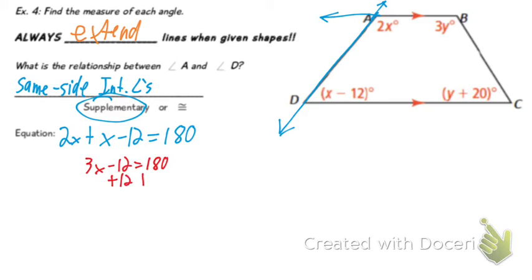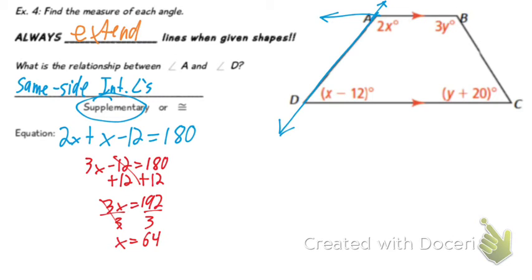Nailed it. Add 12 to both sides. 3x is equal to 192, okay? Now what could we do? Divide by 3. x equals, you guys can use your calculator for this if you want, okay? 192 divided by 3 is going to be 64.